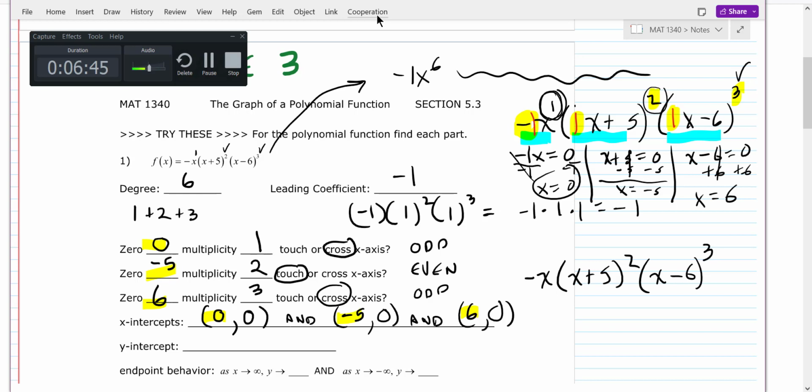You want to get to a place where you can take this problem and do all that in your head. You don't have to show any work. Okay, that's your goal.